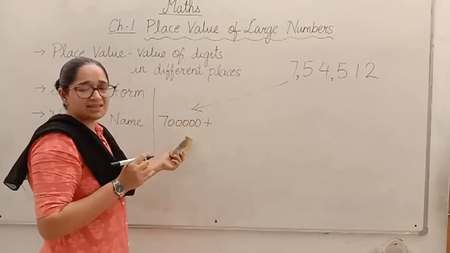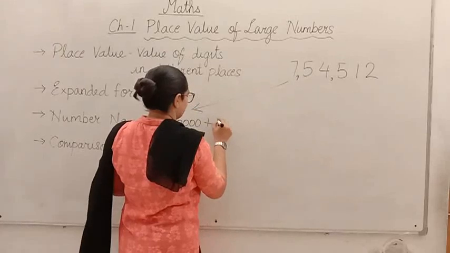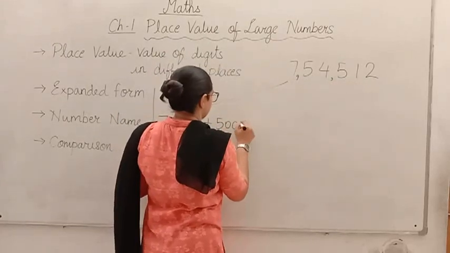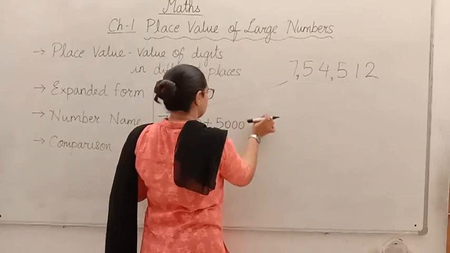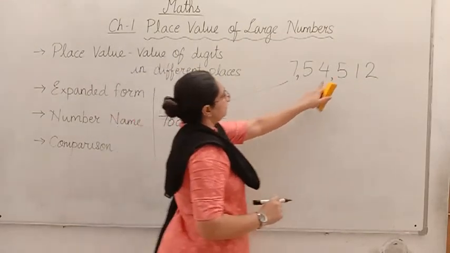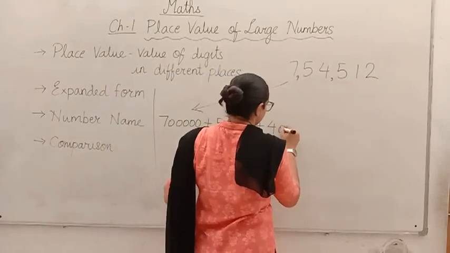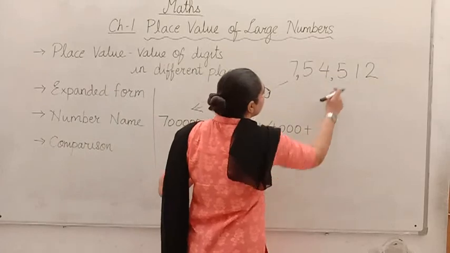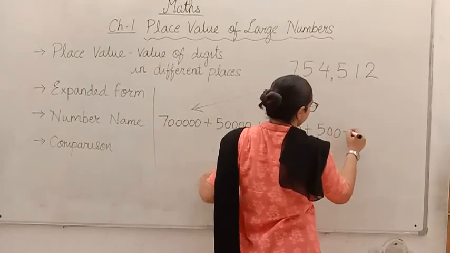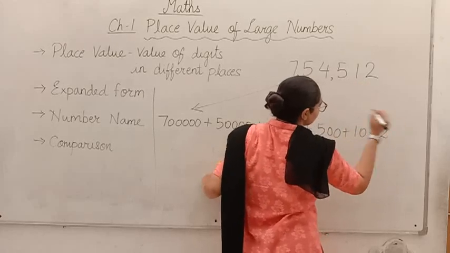Okay, be sure about the zeros that you put. Then comes 5. How many zeros? 1, 2, 3, 4. So 4 zeros. Again a plus sign. Then the number 4, with 1, 2, 3 zeros. Then comes 5, so 1, 2 zeros. Then comes 1, and then your 2.